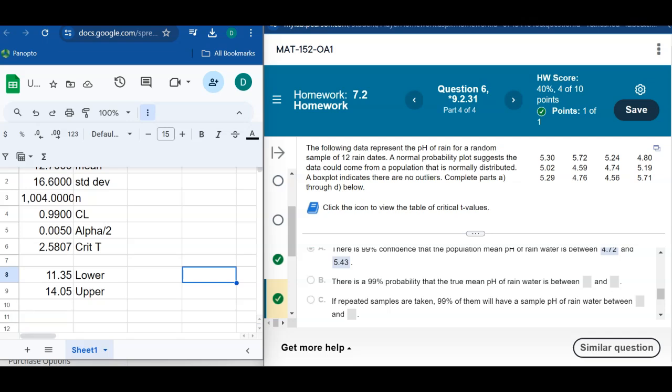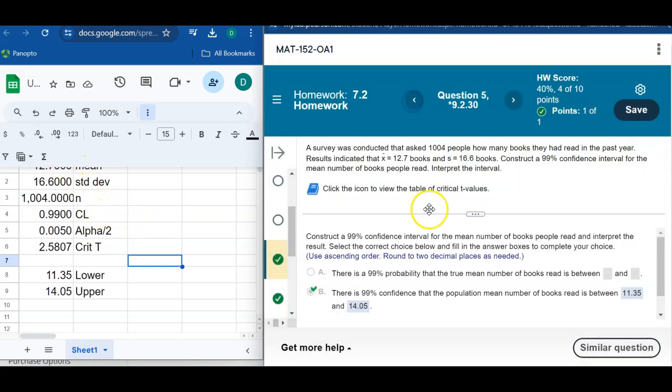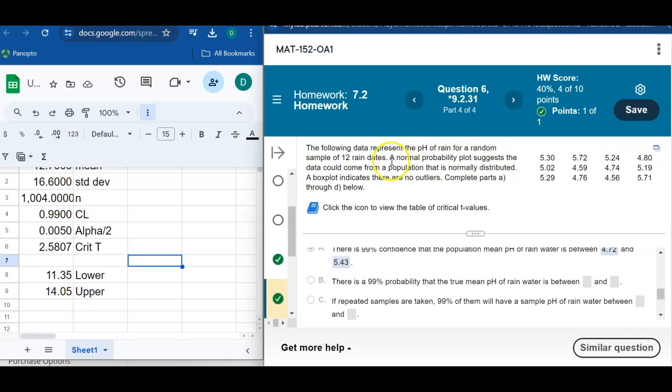Hey stats class, so I want to show you how we can modify one of the sheets, like the sheet we just did, to do a confidence interval if we're given data rather than a statistical summary. So on the last problem, we had a statistical summary, meaning they gave us the sample mean and the sample standard deviation to come up with the confidence interval. Well, in this one, we're being asked to do the same thing, but with the actual data set.